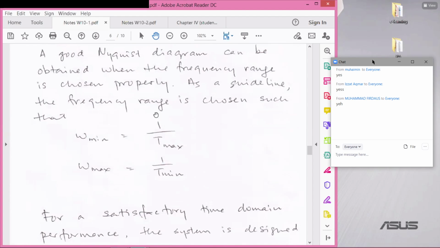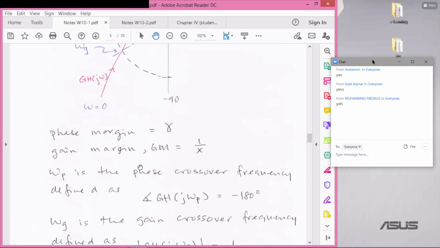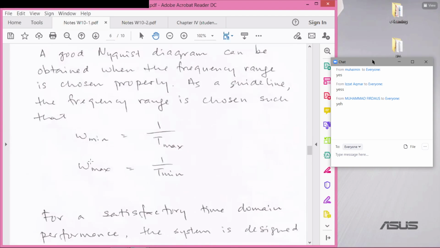As a guideline, the minimum frequency that you need to look at is 1 over the maximum time constant, and the maximum frequency that you need to look at is 1 over the minimum time constant. All you need to do is determine the maximum time constant and the minimum time constant. At least those 2 points you must compute, and then after that you can choose a few more points around this minimum frequency and maximum frequency.